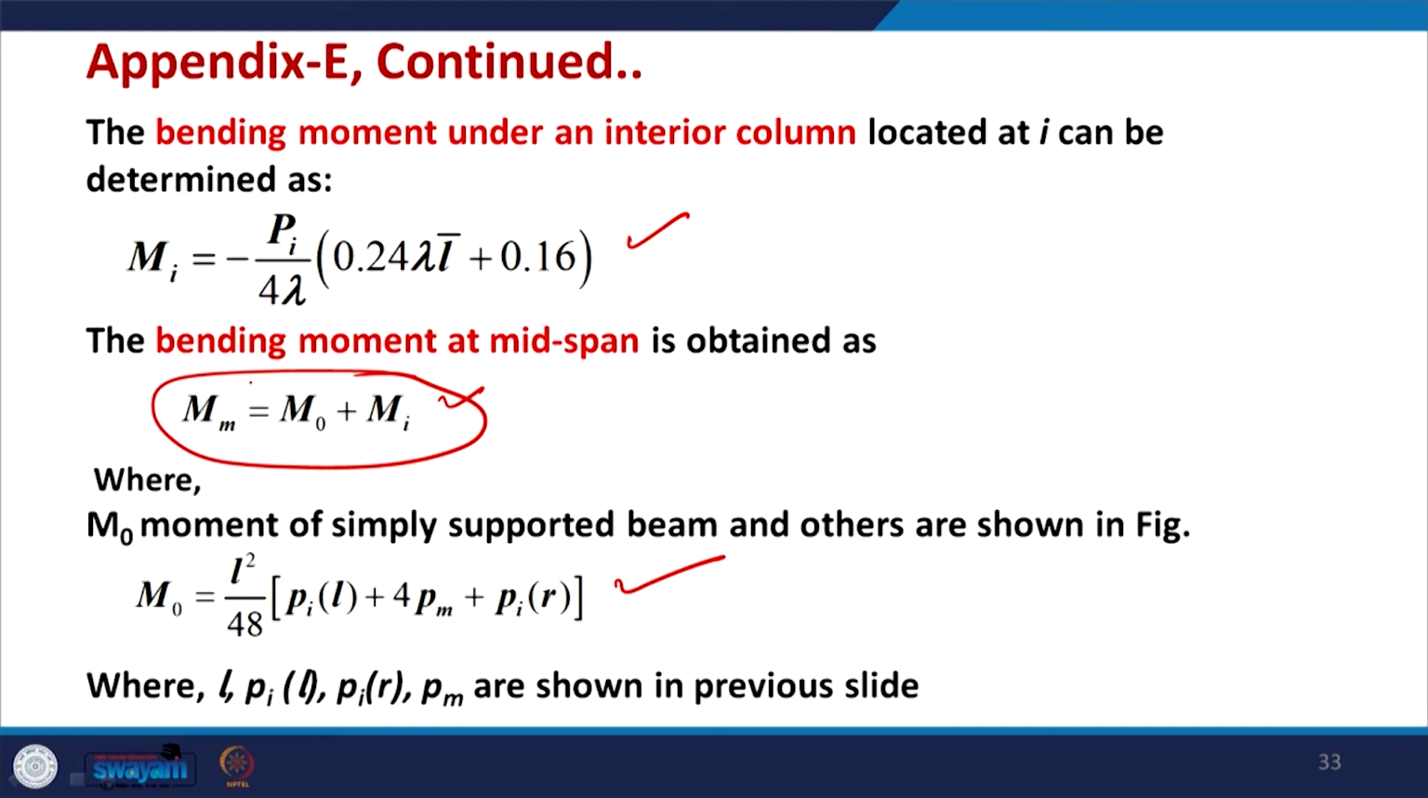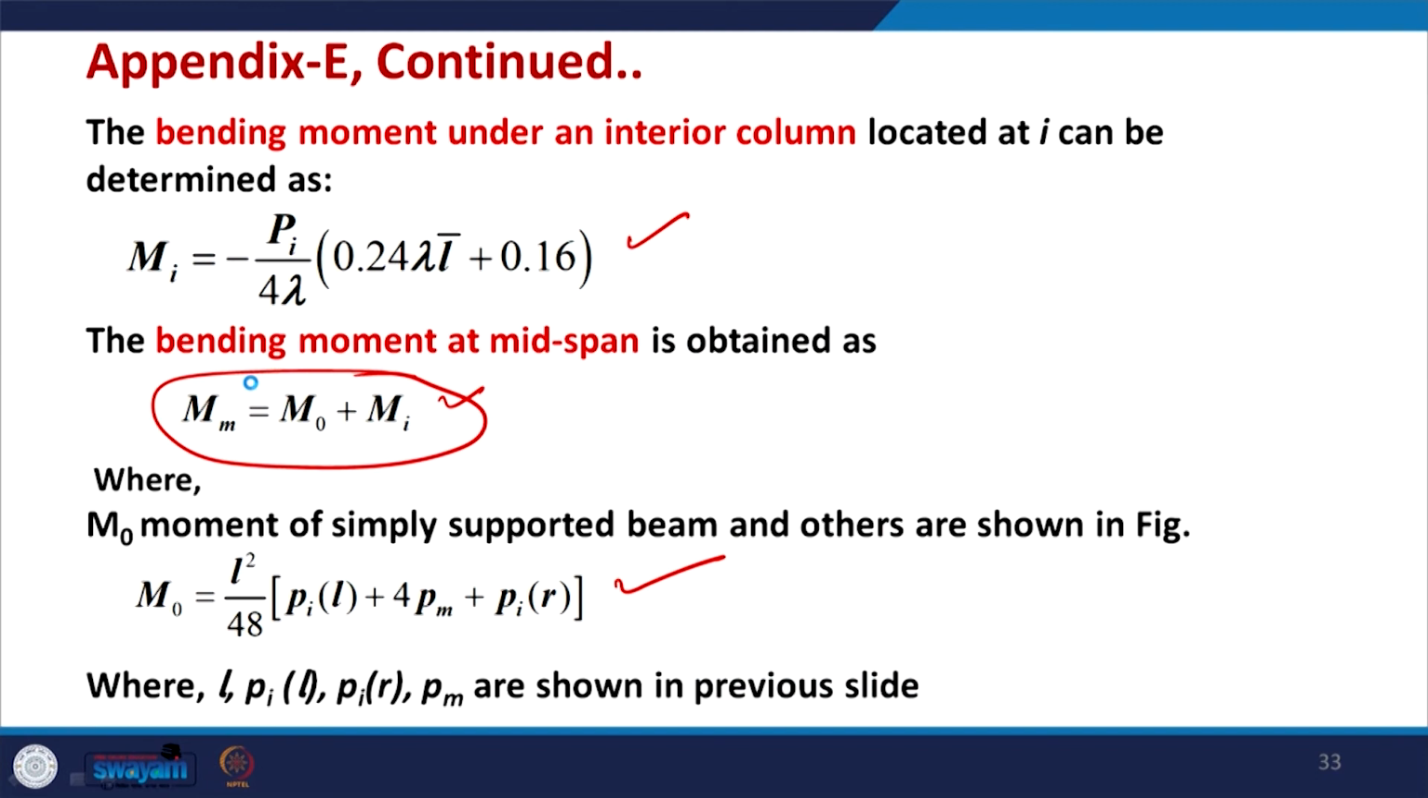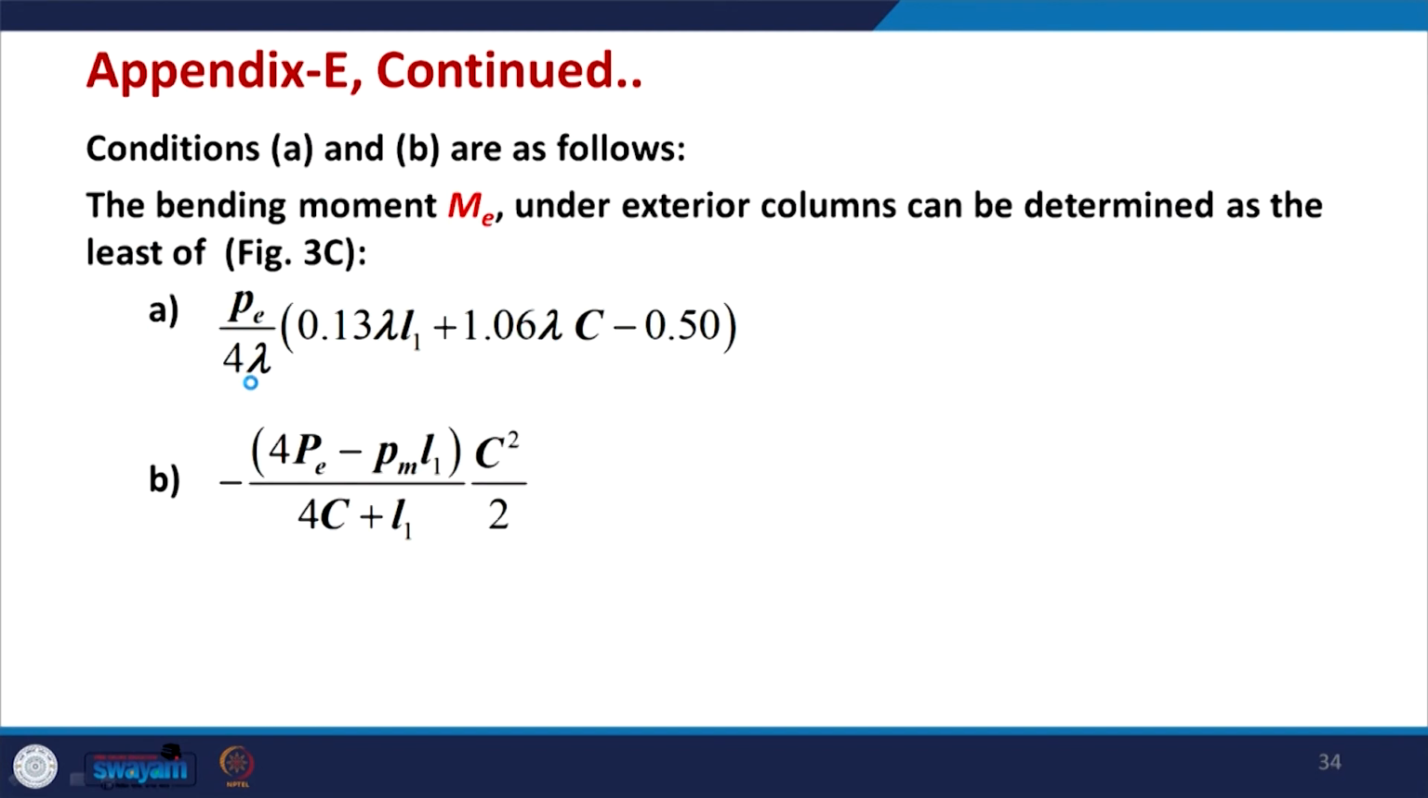Okay. So, once you find this out from the total moment. Now, in the last slide we discussed that there are two conditions, condition A and condition B. So, what are these conditions? They are listed here. Condition A is for using this equation, and condition B.